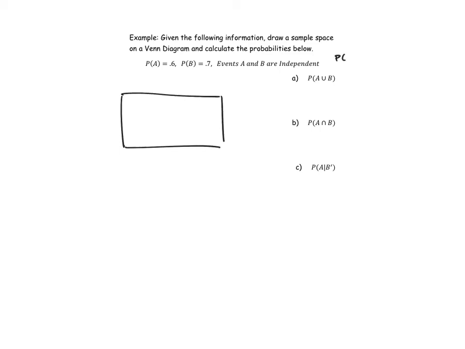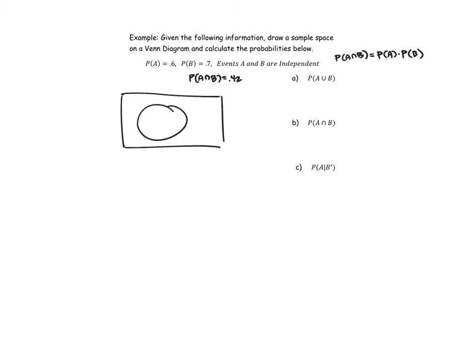Independent events tell me that the probability of A and B is equal to the probability of A times the probability of B. So let's do a quick calculation then. Probability of A and B would be equal to 0.6 times 0.7, which is 0.42.